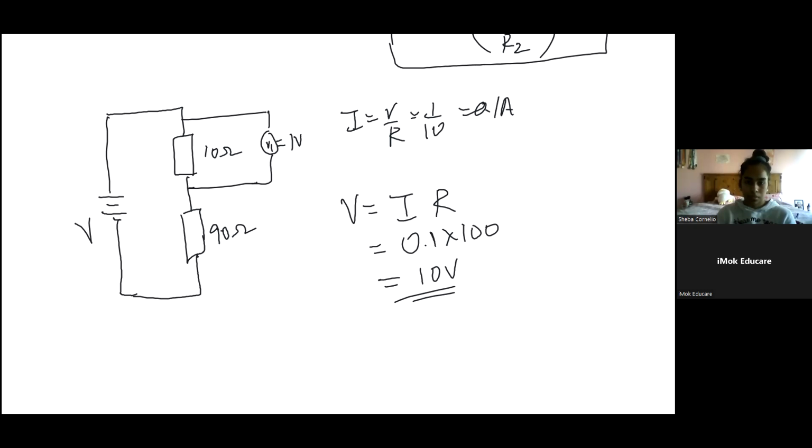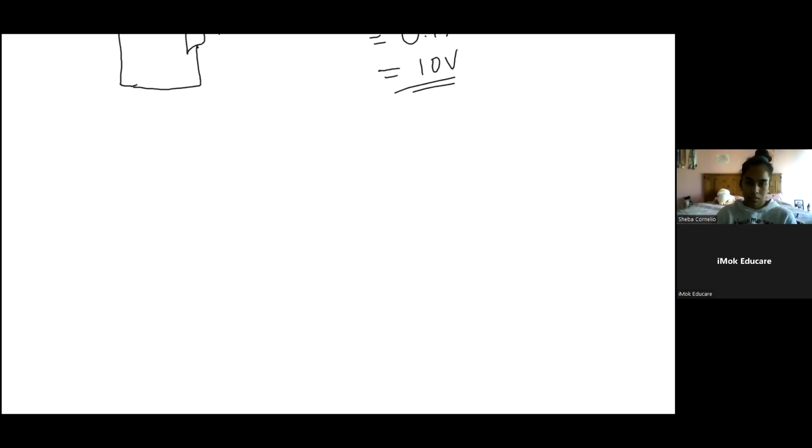Now let's understand different situations. Now the things were easy because we had fixed resistances. Let's create a complication now. I have a fixed resistor.